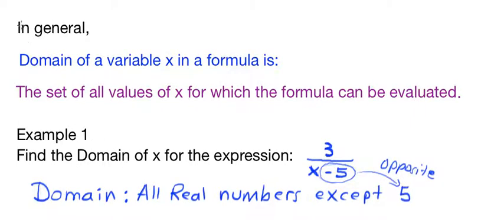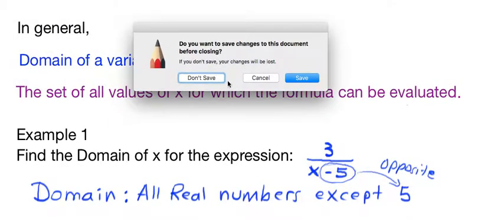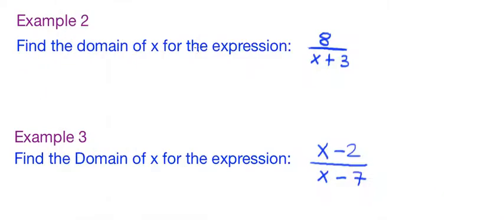Let's go to the next page. Here, two more examples. Example 2. Find the domain of x for the expression 8 over x plus 3. Remember, finding the domain is about finding all the values of x that will not give us trouble when we compute this formula, right? So the domain will be all real numbers except for the numbers that will give us 0 on the denominator, right? What number will give us 0 on the denominator? Well, it must be the value of x which is opposite to 3. The opposite of 3 is minus 3.